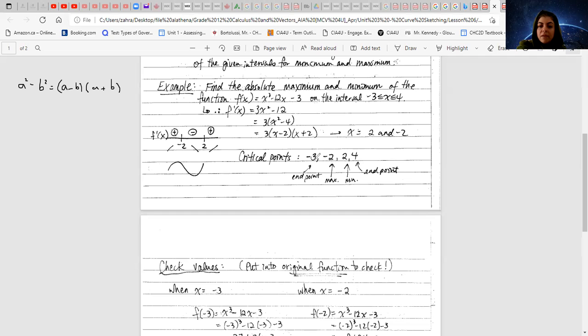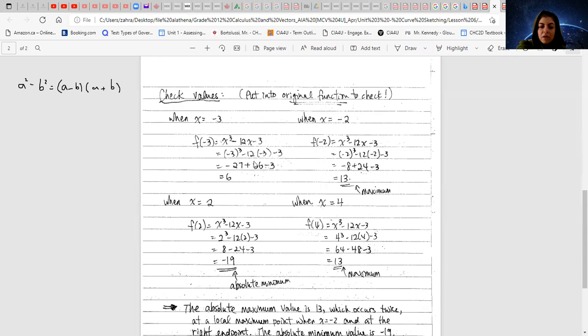I need to find the y value of each of these x's. So what we do, I have my function, right? F of x is given. I need to find f of negative 3, f of 2, f of negative 2, and f of 4. F of negative 3, simply instead of x, everywhere you put negative 3, is 6. F of 2, again, instead of the x you put 2, you get negative 19. F of negative 2 is 13. F of 4, the y value for x equals 4, is 13.